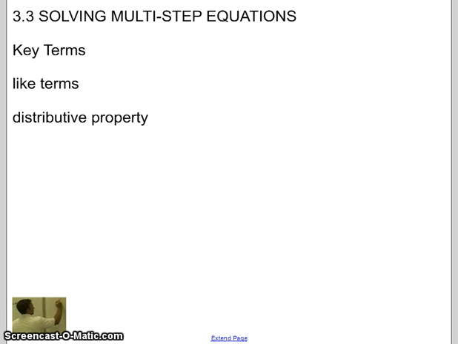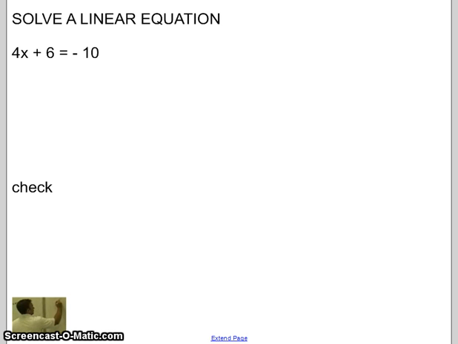Alright, key terms here, we're going to go back to like terms. Remember combining like terms in previous lessons. Also, the distributive property is going to come back here with these multi-step equations. Alright, so let's take a look. We're still dealing with solving linear equations, but more steps. Okay. Our first equation is 4x plus 6 equals negative 10.